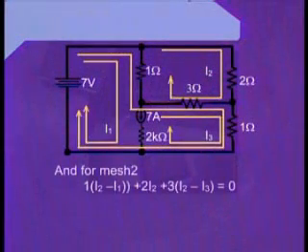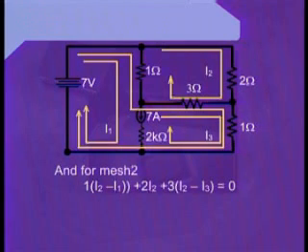Now, writing the KVL equation for the mesh number 2, we can start from the 1 ohm resistance which is being shared between the super mesh and the mesh number 2. As we concentrate upon the 1 ohm resistance, we can once again observe that this resistance is encountering 2 currents flowing through it. These currents are I1 and I2.